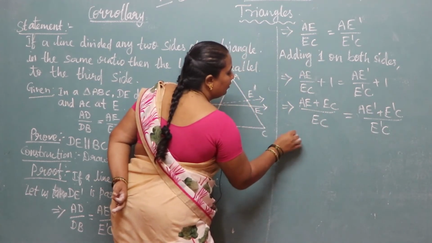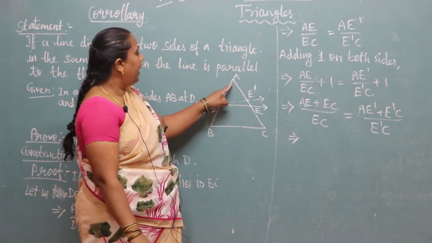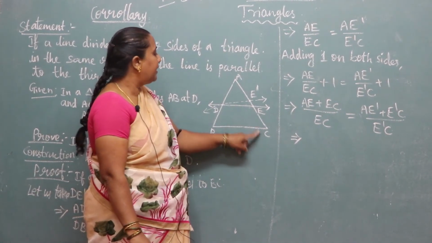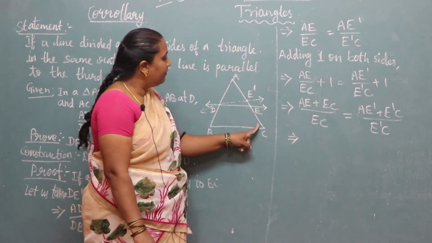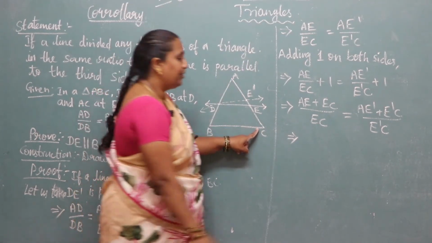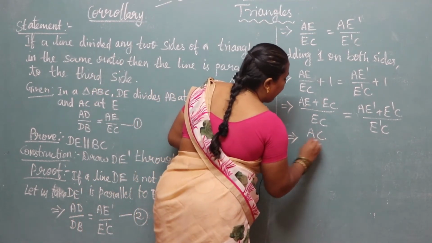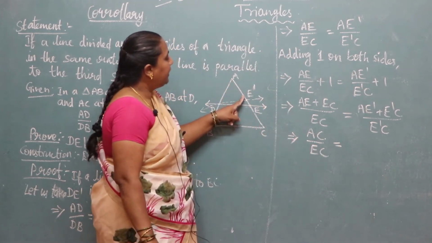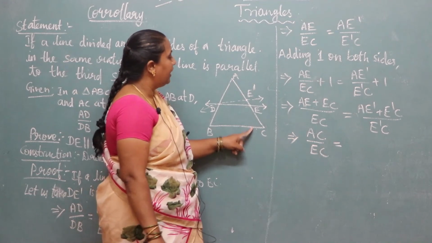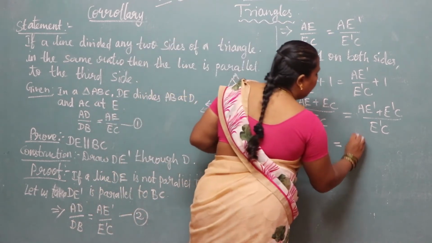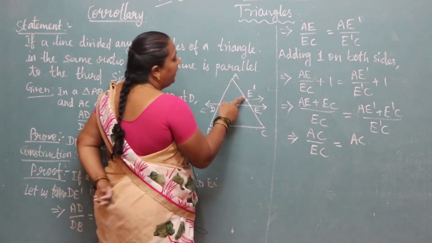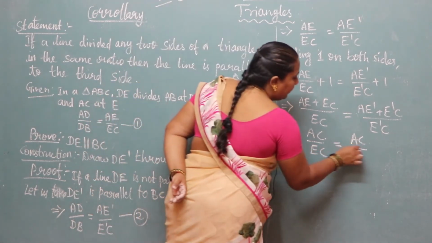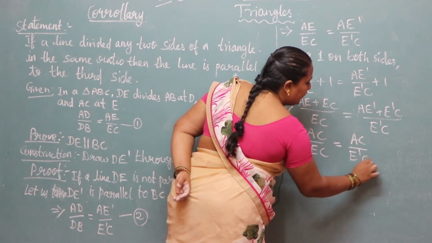Now we can write, see, AE plus EC we can write as AC. Is it right now children? See, AC by EC equals AE dash plus E dash C by E dash C. This also we can write as AC by E dash C.